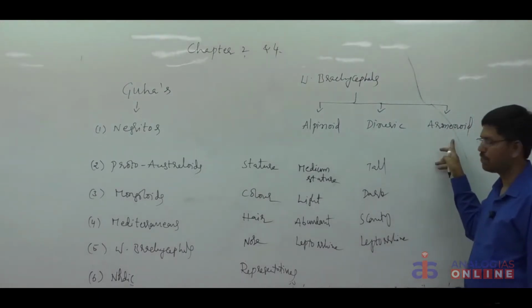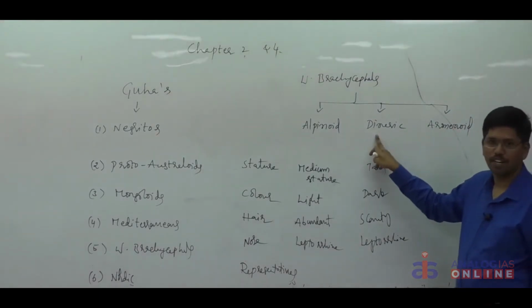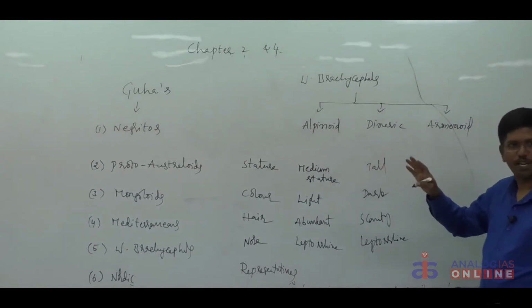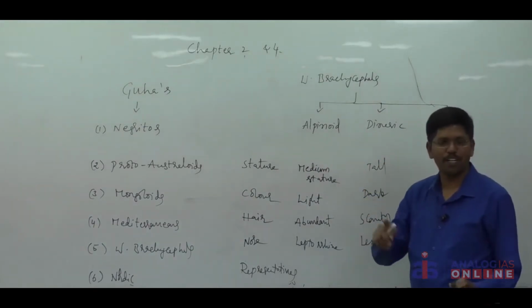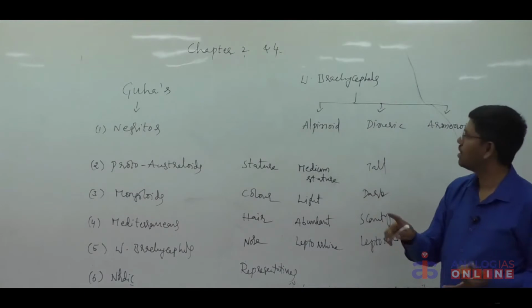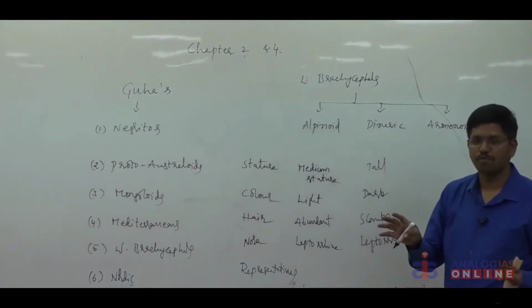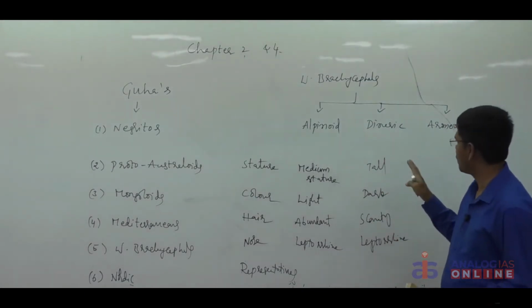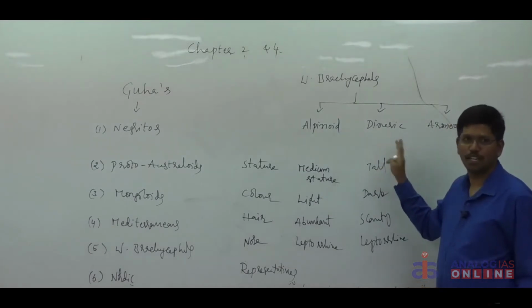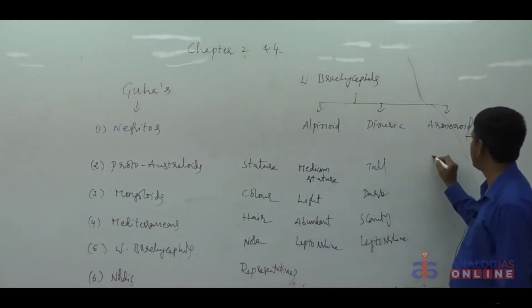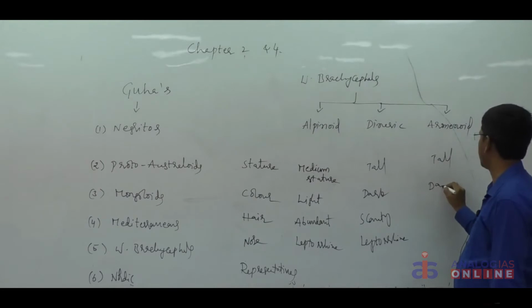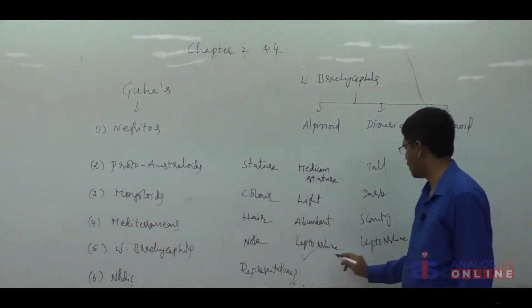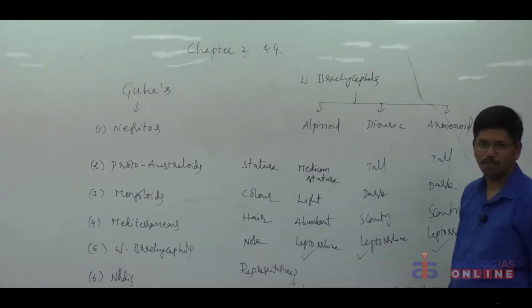In Armenoid, the same characteristics as that of Dinaric. Wherever we divide a particular racial element into 3 groups, in Mediterraneans we divide them into 3 groups, in Western Brachycephals we divide them into 3 groups. In those conditions, the third group is similar to the second group. Here, tall stature, dark color skin, scanty hair over the body, leptorine nose. Then you may get confused. Here leptorine nose, here leptorine nose, here leptorine nose.